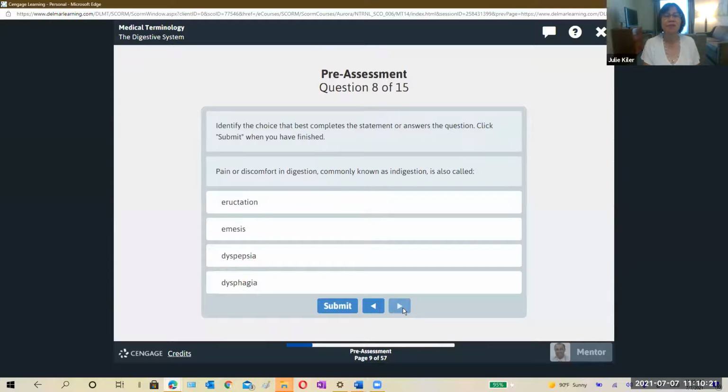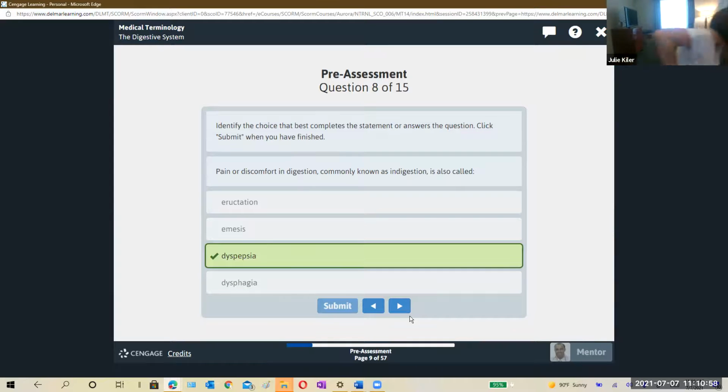Awesome. Pain or discomfort in digestion, commonly known as indigestion, is also called irritation, emesis, dyspepsia, or dysphagia. Good job. Dyspepsia. There are two chats. I couldn't see that, so can anybody check what those two chats are? Yeah, Sylvia got it right. Good job. She wrote the third one.